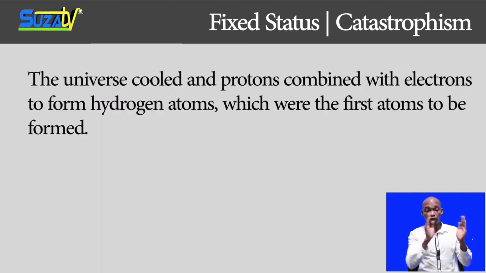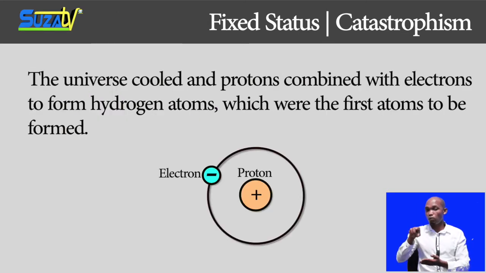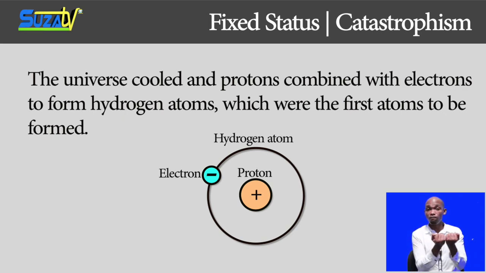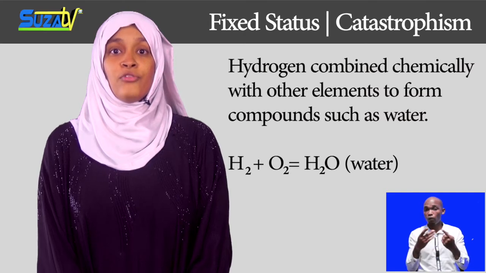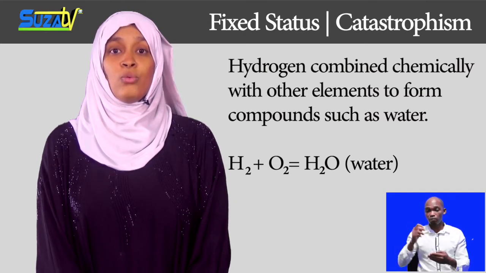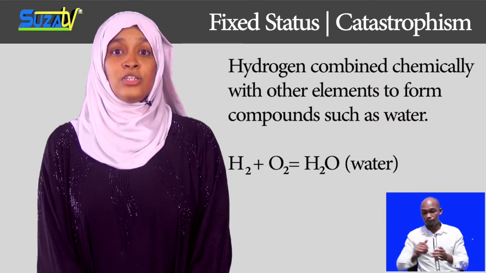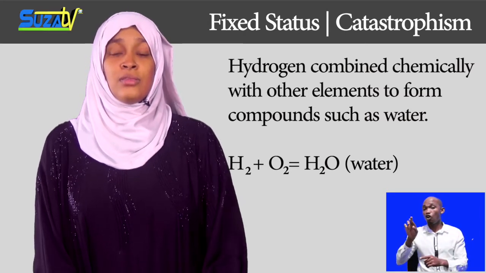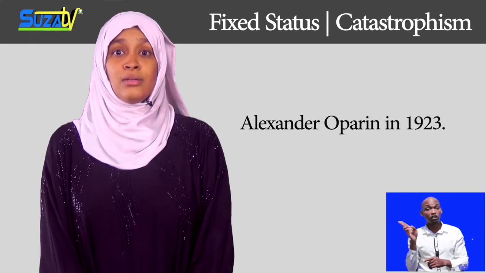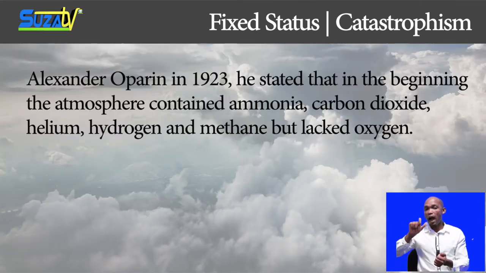The universe cooled and protons combined with electrons to form hydrogen atoms, which were the first atoms to be formed. Hydrogen combined chemically with other elements to form compounds such as water. Hydrogen is present in almost all organic compounds. This theory was advanced by Alexander Oparin in 1923.